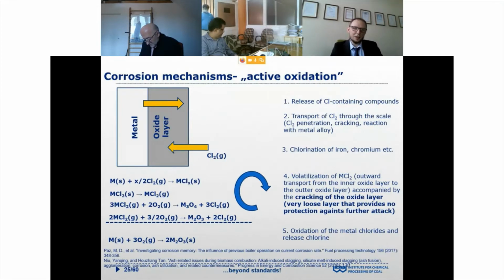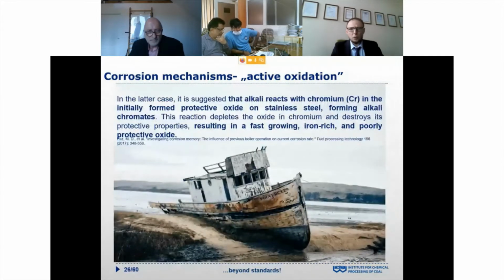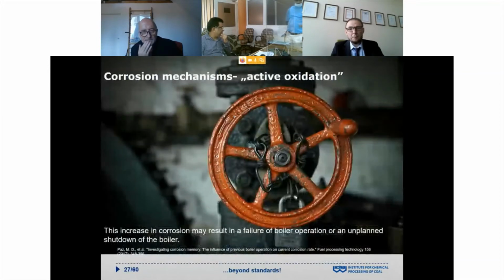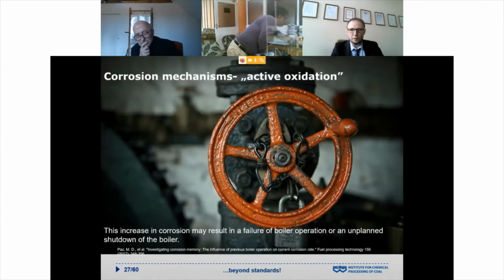So this chlorine effect is very dangerous; it destroys the protective oxide layer that is created on the stainless steel. So the consequence is, of course, we lose the protection against corrosion. But the more serious consequence is unplanned shutdown of the boiler. It can happen if we do not have control of the corrosion in the boiler system.